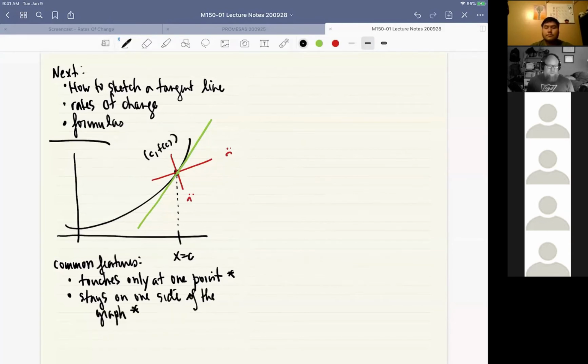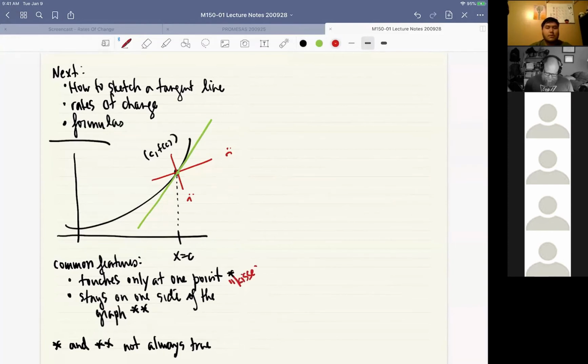I'm also going to put another asterisk there. Maybe we'll put a double asterisk there. Yeah, those are the two common features of a tangent line. There are some tangent lines that don't have both of those properties or fail to have one of them, and I'll give you examples of those a little bit. So I'm going to say asterisk and double asterisk. Not always true, but most of the time they are true.